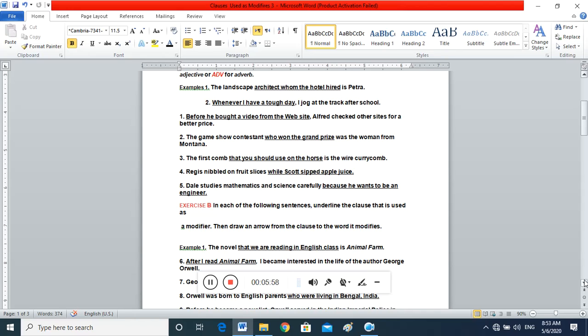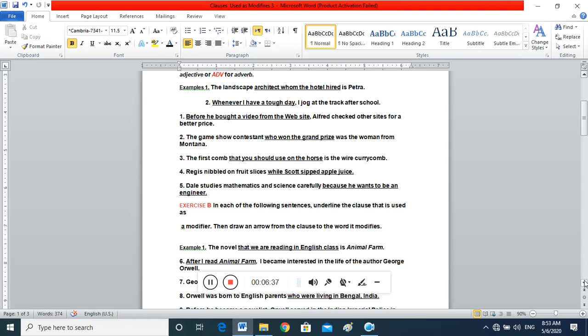See number 5. Dale studies mathematics and science carefully because he wants to be an engineer. Because he wants to be an engineer, this is our clause which modifies the verb studies. So it is used as an adverb. Okay.